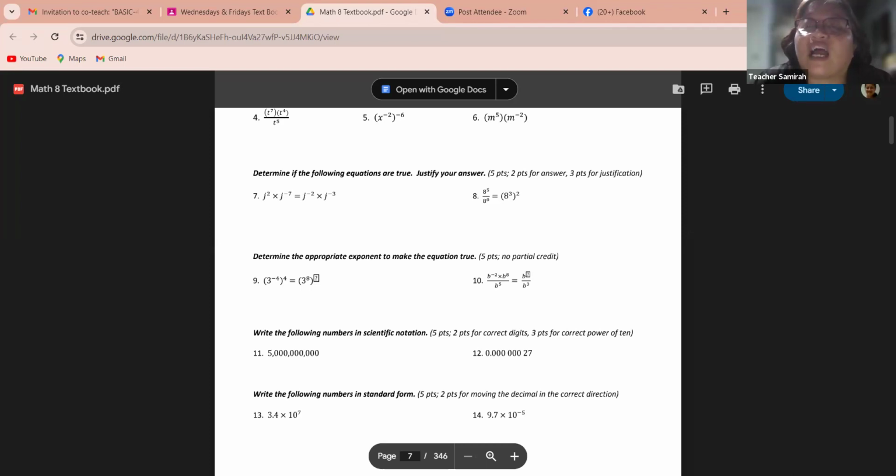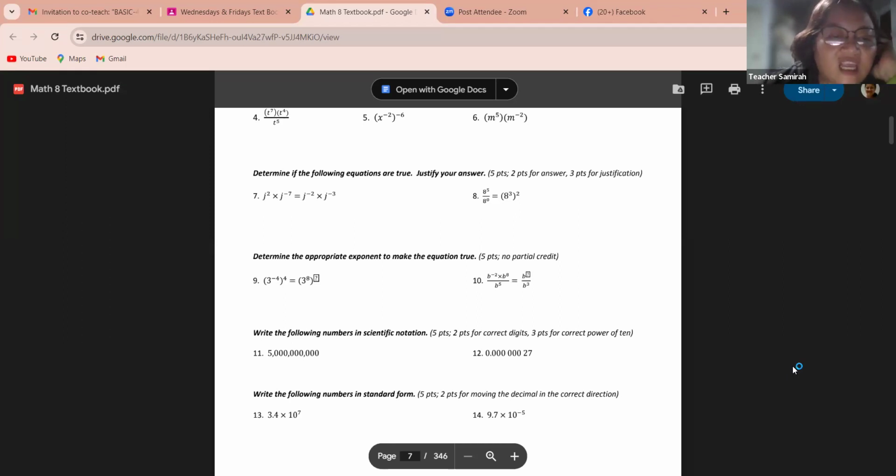Is it the same or not? What do you think? It will not be the same because 8 raised to 5 is not the same as 8 raised to 6. Why does it become 8 raised to 6? 2 times 3 is 6. Right? 2 times 3 is 6. So 8 raised to 5 divided by 1 will also become 8 raised to 5. So this is not the same.